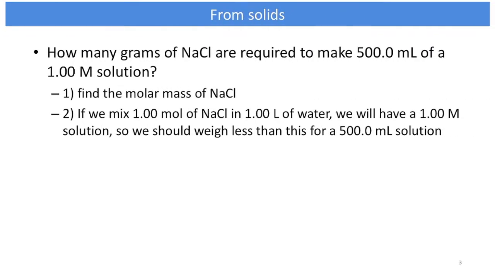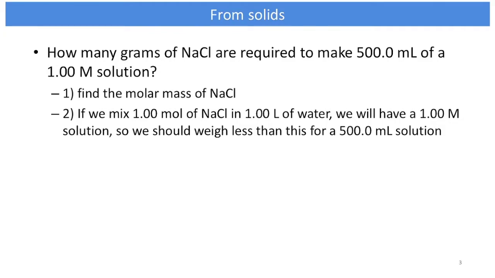The rest of this video is just going to be going through a couple of examples. This first one is a fairly simple example. In this case, you would be trying to make a sodium chloride solution at a specific concentration: making 500 milliliters of a 1 molar solution.